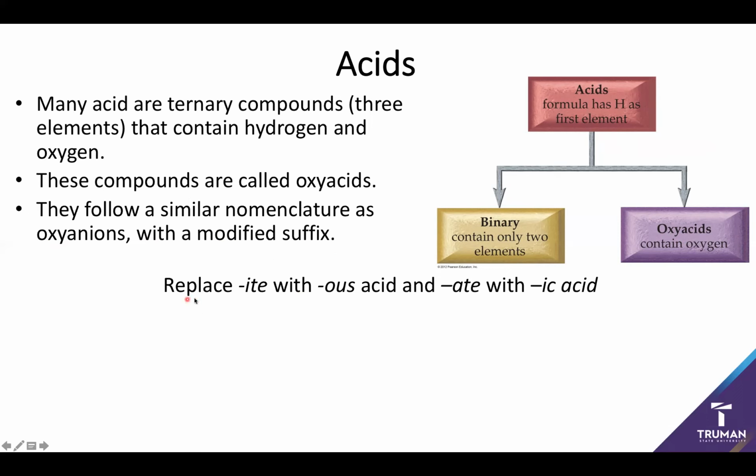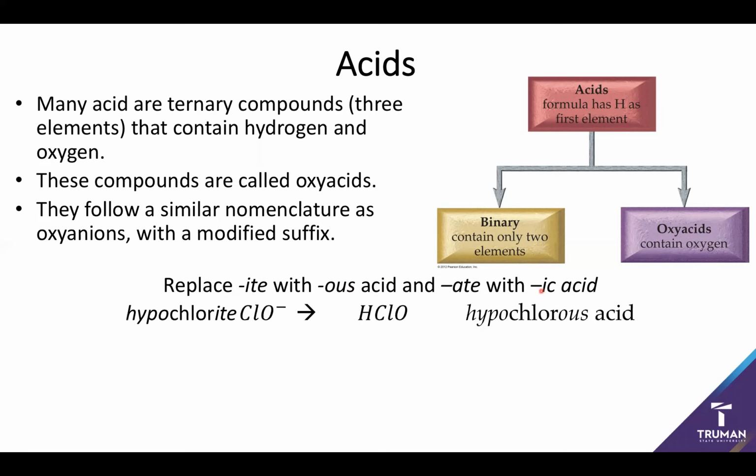So what we can do is any of our oxyanions that end with an "-ite" now end with "-ous acid." And anything that ends in "-ate" now becomes "-ic acid." Because remember, "-ite", "-ous", "-ate", "-ic". Okay, so let's go ahead and work some examples because this is a little bit vague.